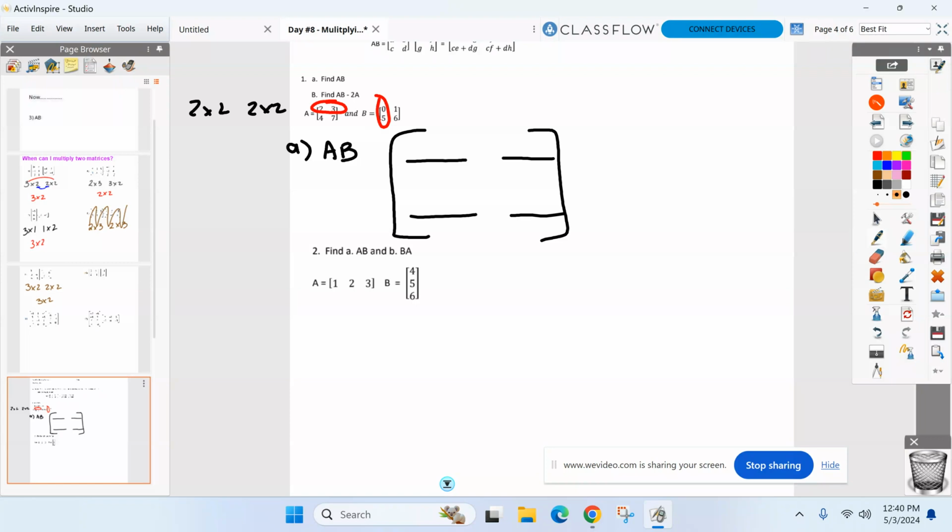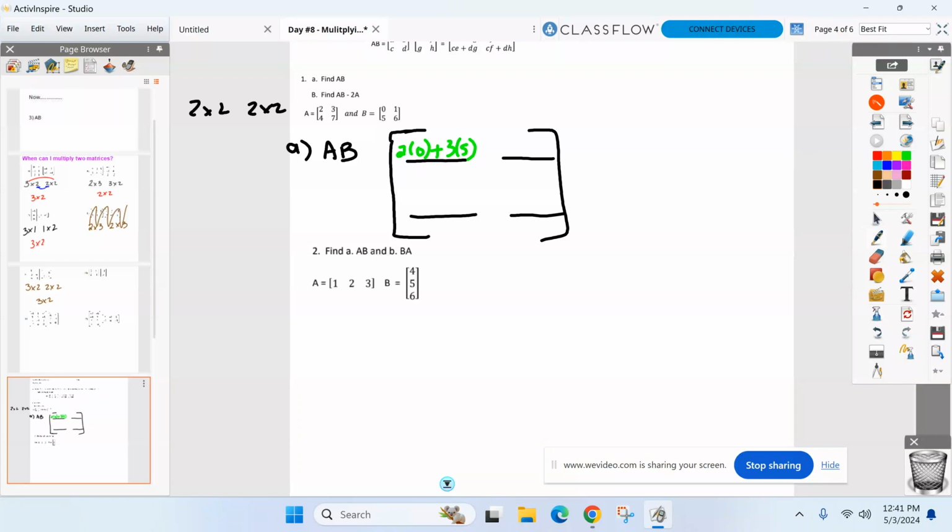Everyone ready? 2 times 0, and I keep going, and I add the results as I go along. So 2 times 0 plus, what's next here? 3 times 5. Whatever that ends up being, you can calculate it in a minute. That's the number in 1, 1. I'm going to go slow here, and we got plenty of practice.